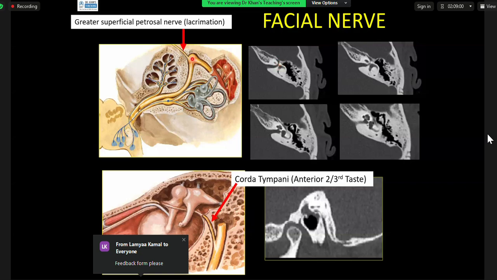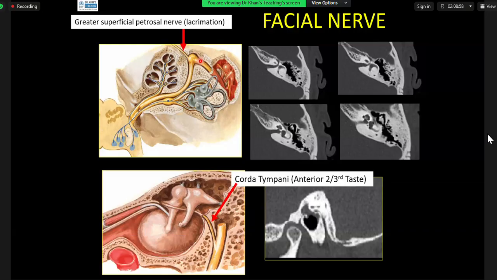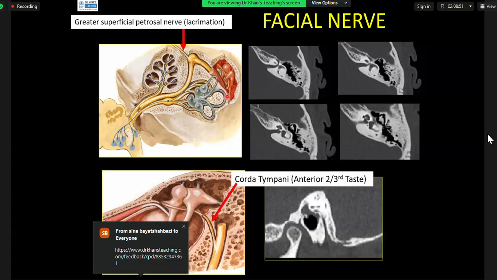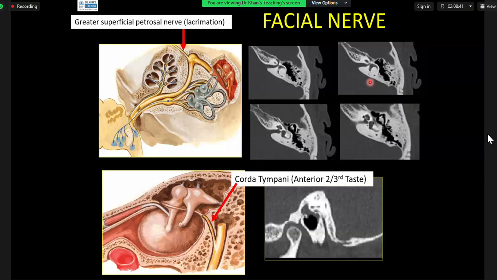From there, it turns on itself, passes posteriorly. This is the tympanic portion. It passes posteriorly, inferior to the lateral semicircular canal. So this is the lateral semicircular canal, beautifully seen on a CT scan, and it passes posteriorly. Here you can see this linear line, which is the facial nerve canal. Then it passes backwards and then it descends down. It descends down and you can see it.